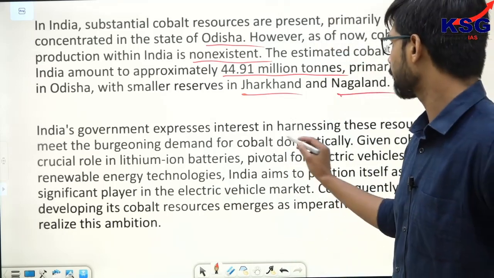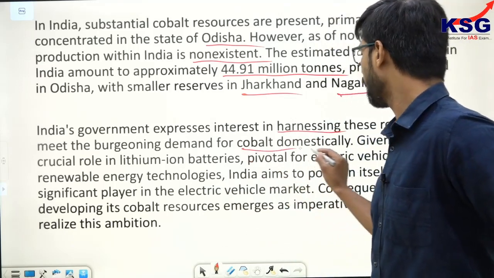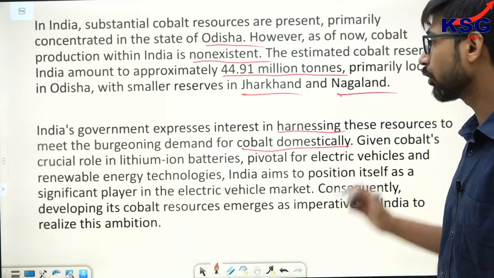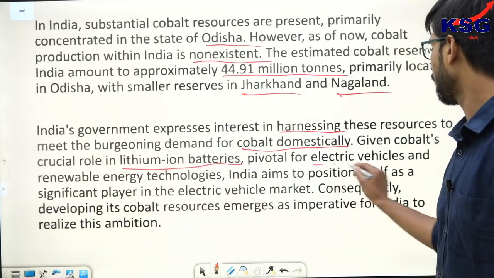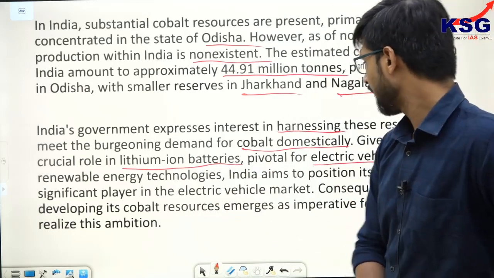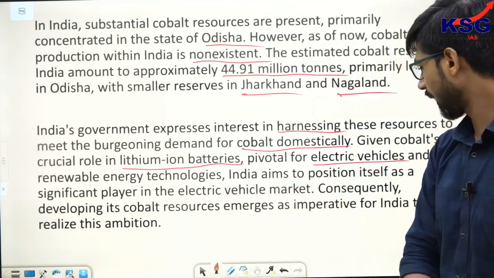India's government has also expressed interest in harnessing these resources to meet the burgeoning demand of cobalt domestically. Given cobalt's crucial role in lithium-ion batteries, which are very pivotal for electric vehicles and renewable energy, India aims to position itself as a significant player in the electric vehicles market.